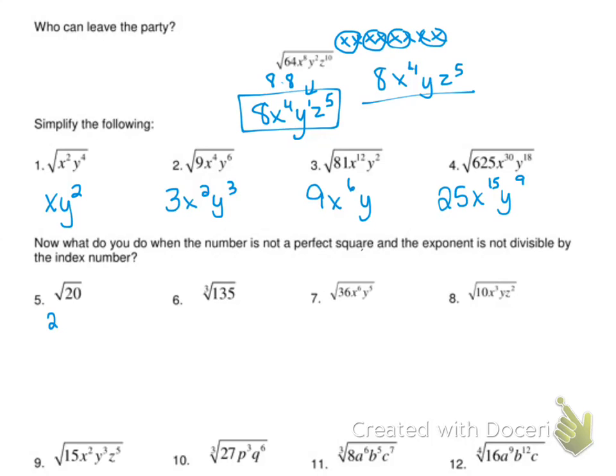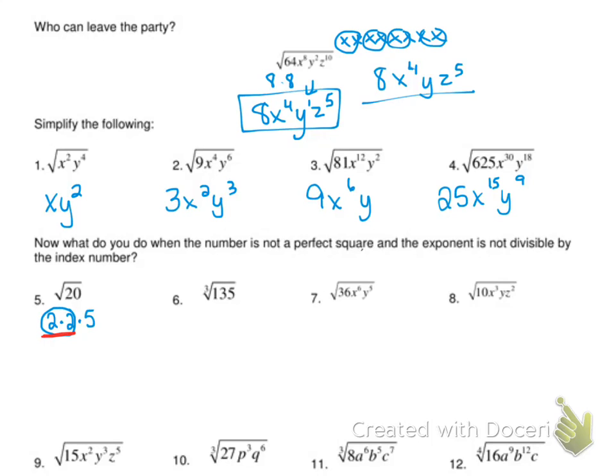What about when we don't have perfect pairs? So let's take the square root of 20. Okay, the square root of 20 is at a party, and they want to leave. So we break that down to 2, 2, and 5, because 2 times 2 is 4, 4 times 5 is 20. So who gets to leave this party? You're right. This pair of 2's get to leave the party.